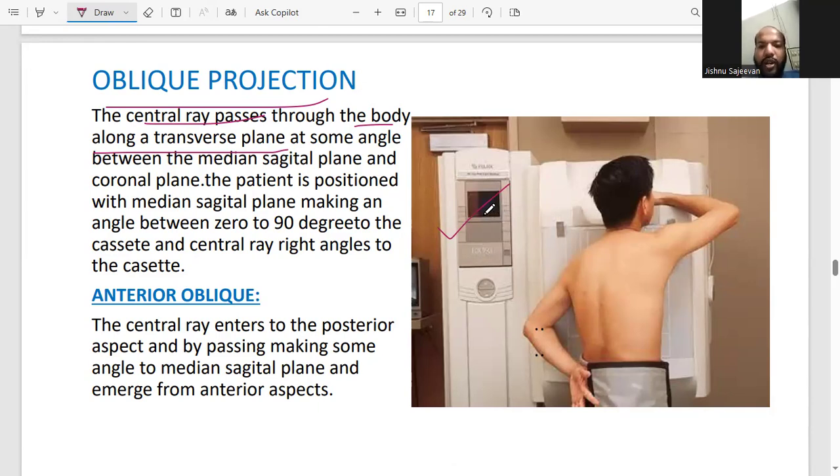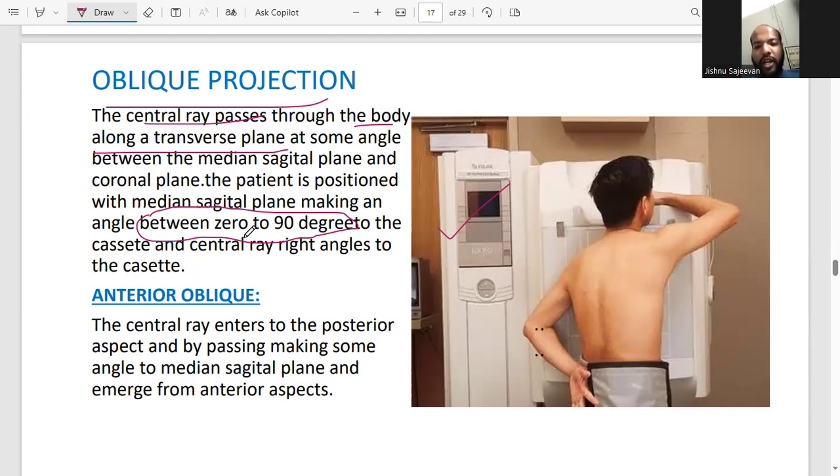Here, the torso which is in contact with the image receptor, according to that we will be naming that particular projection. Here you can see that the anterior aspect of the patient's shoulder is in contact with the cassette or the receptor. Then the remaining part will be obliquely tilted. Oblique projection means the angulation will be between 0 and 90 degrees. So from the PA position, if the patient is rotated to 90 degrees, then it becomes a lateral projection.